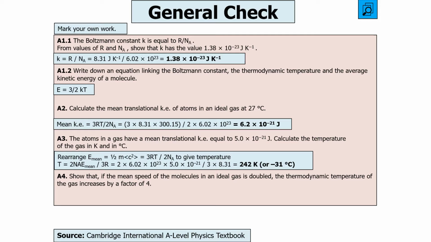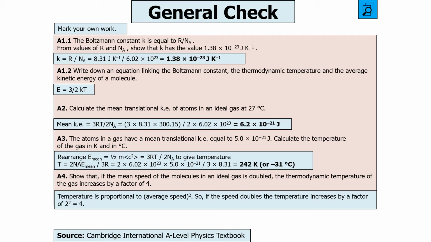In this next one again, we can say kinetic energy is equal to 3 over 2 kT or is equal to a half mc squared, so half mv squared. Pop in all the values, remember to make T the subject, which is 242 Kelvin or minus 31 degrees Celsius. Then we can see that temperature from the previous equation is going to be proportional to the average speed squared. So therefore, if the speed doubles, then the temperature will increase by a factor of 2 squared, which is 4.